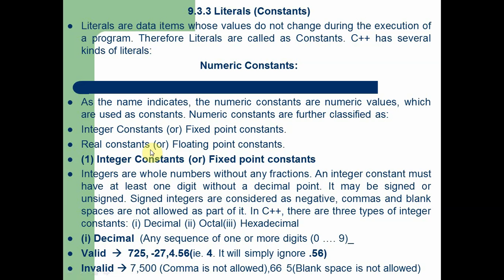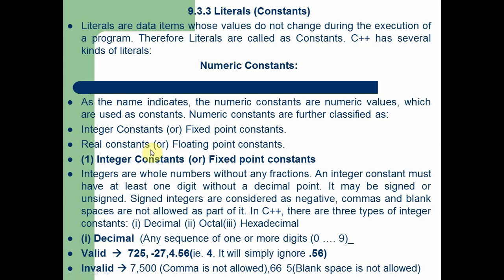Any integer constant may have at least one digit without a decimal point. So we cannot allow a decimal point in an integer constant or fixed constant. Next, it may be signed or unsigned. Signed refers to negative number, unsigned refers to positive number. Signed integers are considered as negative numbers. Commas and blank spaces are not allowed as part of it. So in an integer constant, we are allowed only to give numbers, negative or positive. And here we cannot give decimal points or fraction points.